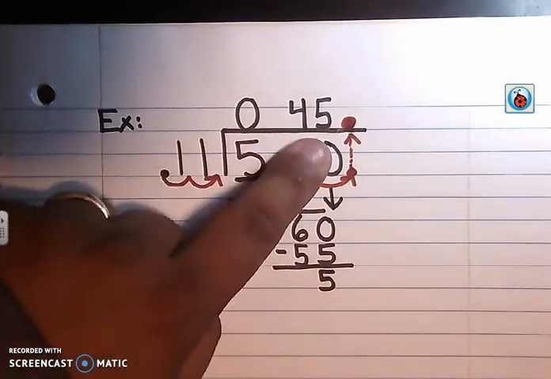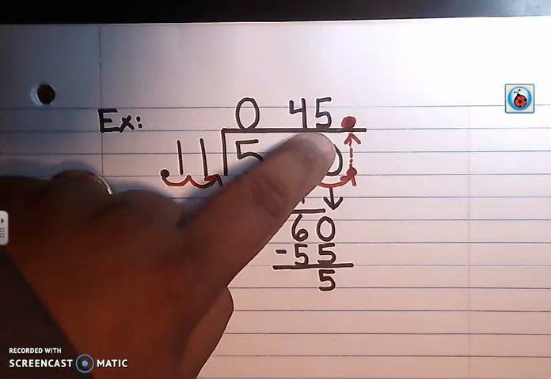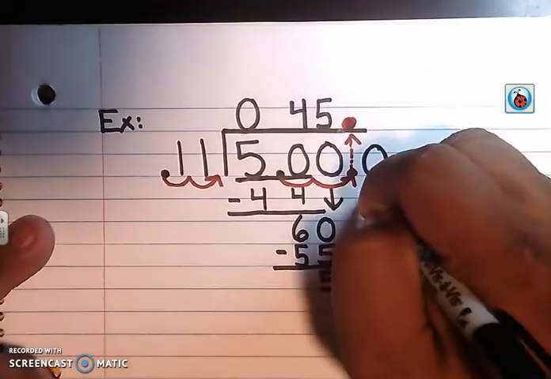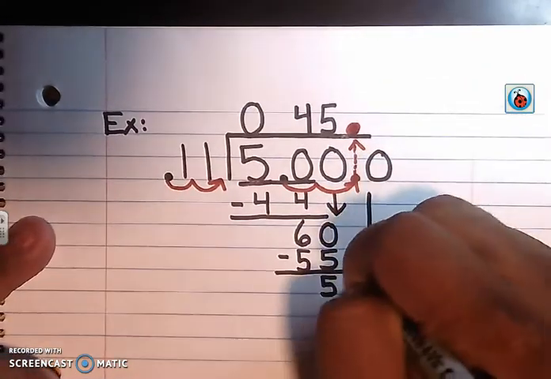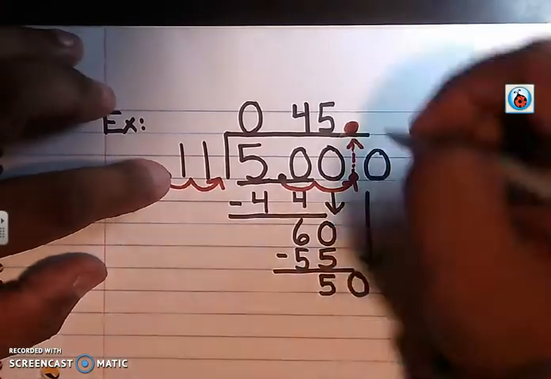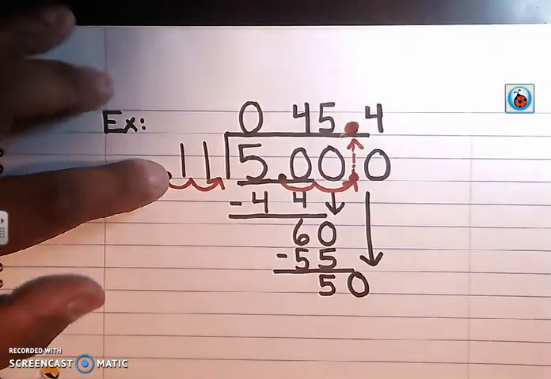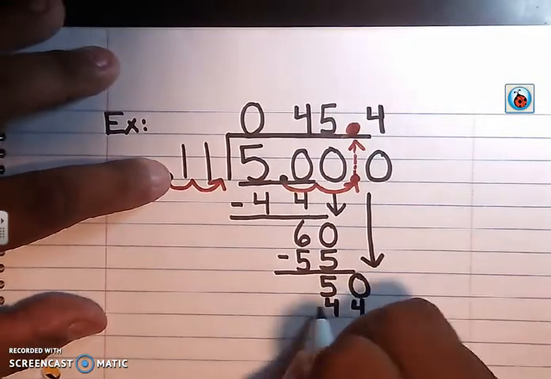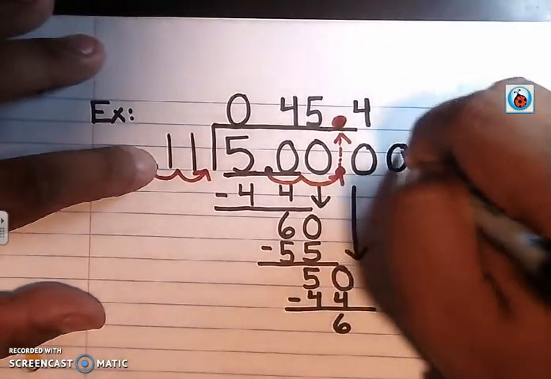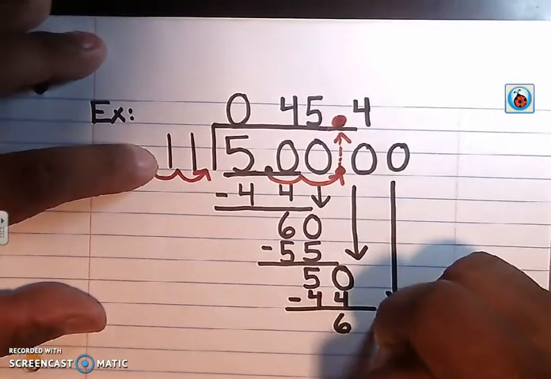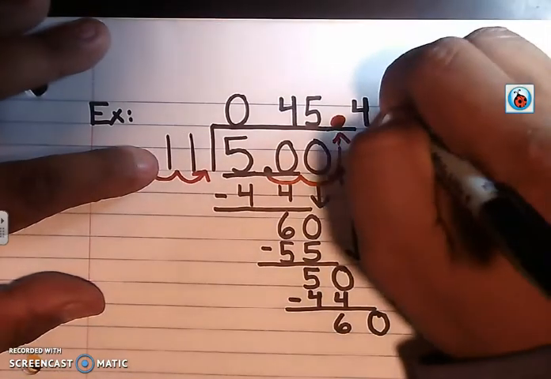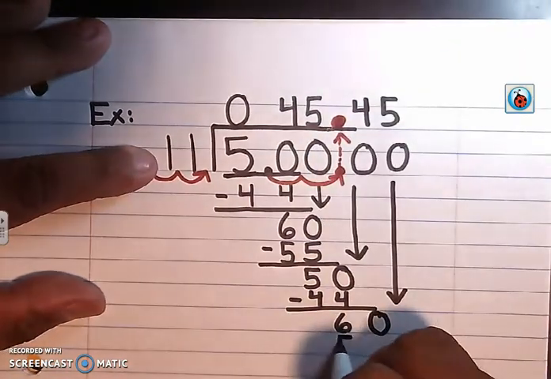And I have 45. But if I want my answer to look like money, I'm going to go ahead and add another 0 to the end. And brother bring down. So now I have 50 controllers. Can 11 people play? Yes. 4 times. Sister subtract. And I need one more to make it look like money, so I'm going to add one more 0. Bring it down. 60 controllers. Can 11 people play? Yes. 5 times. That's 55.